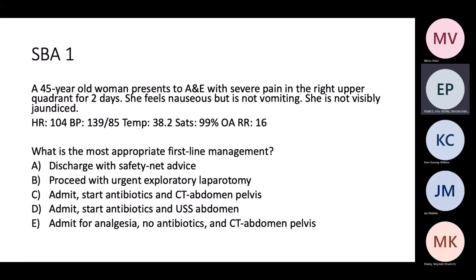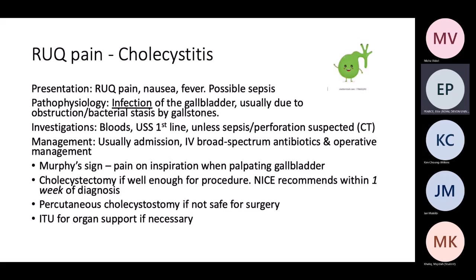Questions wise, where have we got most of our answers? Majority have gone for D. Fantastic, yes, it is indeed D. So this lady, what I'm angling at here is cholecystitis. The classic presentation of cholecystitis is right upper quadrant pain, nausea and fever, and if it's left untreated or very severe, it can progress into sepsis.